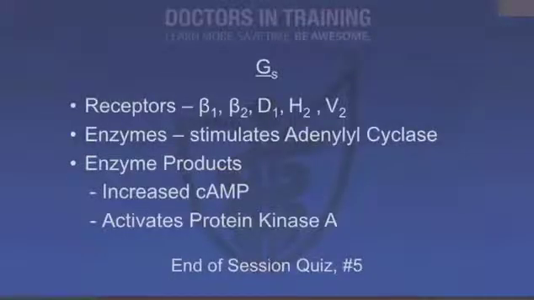And now we have the GS G protein. And this doesn't fall into any mnemonic. You just have to remember that it's the ones left over after the other two mnemonics. And you get beta 1, beta 2, D1, H2, and V2. And it stimulates adenylyl cyclase. And the enzyme products are an increase in cyclic AMP, and this activates protein kinase A.